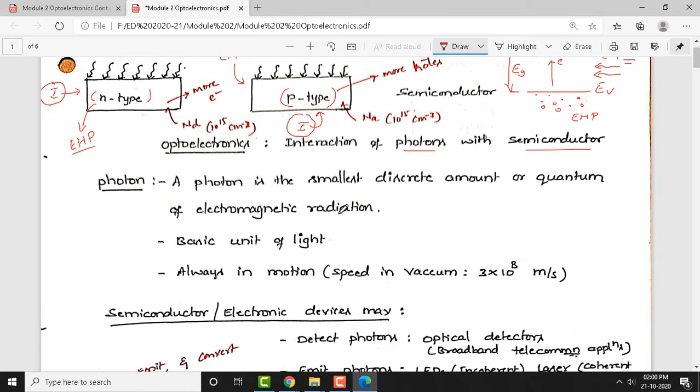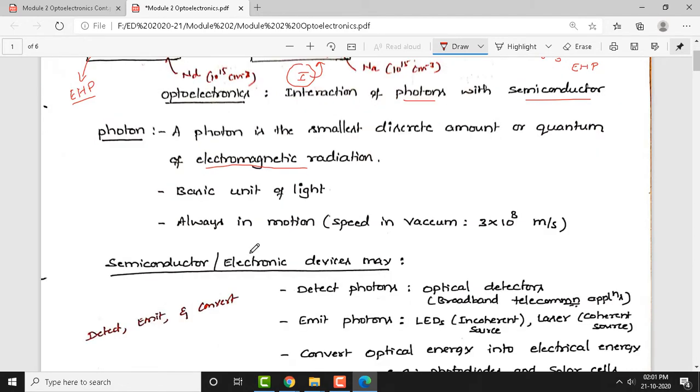If you look at Wikipedia, you get different definitions for the photon. A few definitions I have mentioned here. It is a form of electromagnetic radiation. Photon is nothing but a basic unit of light. In order to represent light, we need to have some unit. It is represented in terms of the photon.